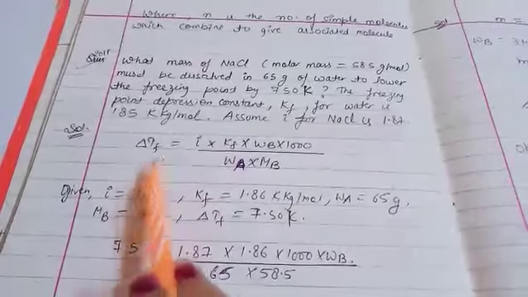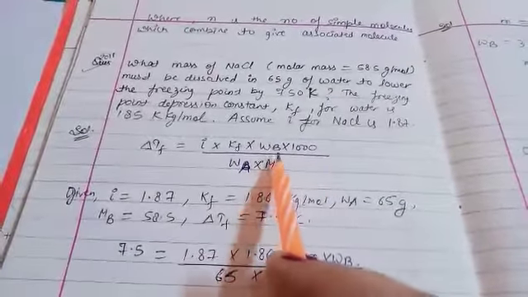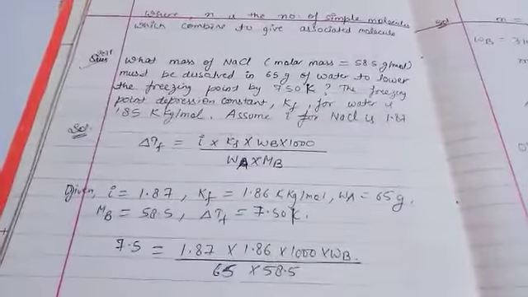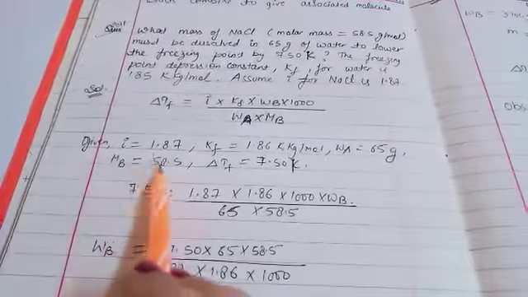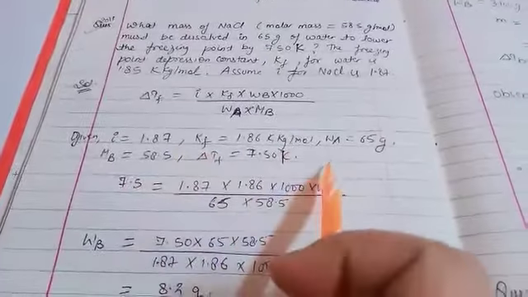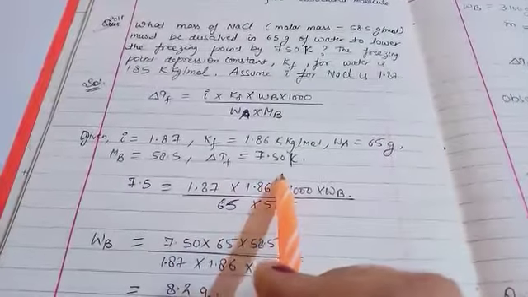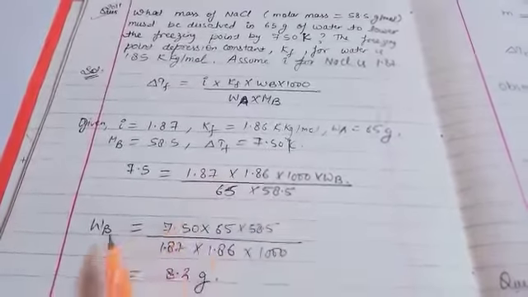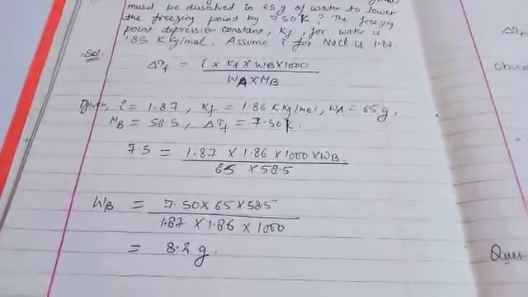Now just see the formula: delta Tf is equal to i into Km, but instead of m you have to write the expanded form, Wb into 1000 upon Wa into Mb. Same formula, only you have to introduce i as a correction factor, because you know NaCl undergoes dissociation. Now whatever is given to you: i is 1.87, Kf is given, Wa is given as 65, Mb is given as 58.5, delta Tf is also given. Now put all the values in this and you have to calculate Wb. After solving this, your answer is 8.2 gram.